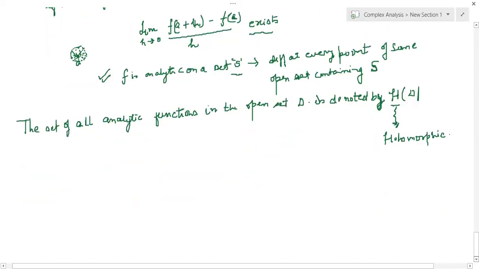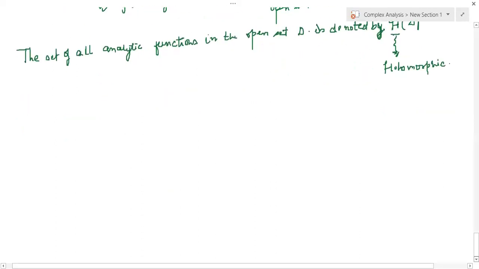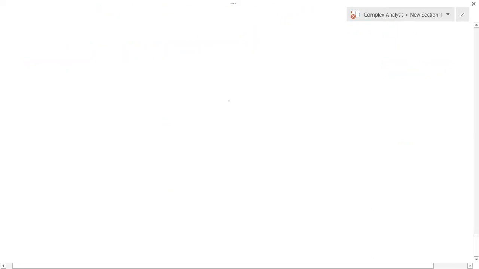And previously we've seen that if a function is analytic on the complete finite plane, these functions are called entire functions. We had also seen all the algebra related to that, so I'm not going to derive that. Without wasting time, let us start today's topic, that is the Cauchy Riemann conditions.